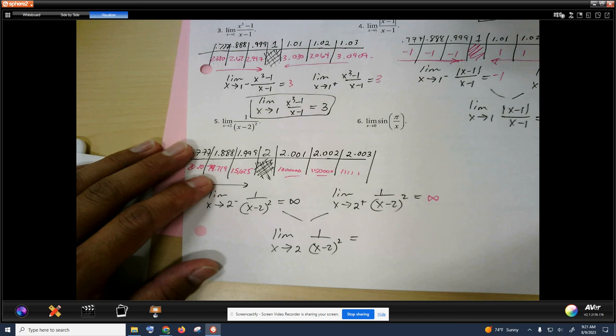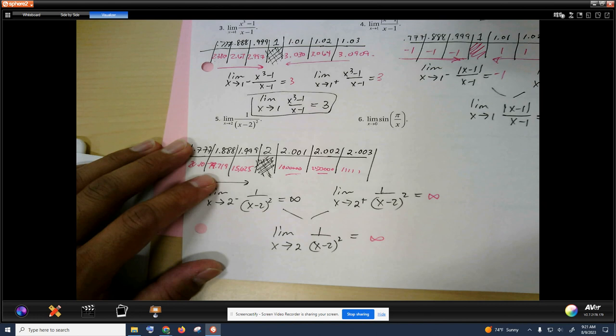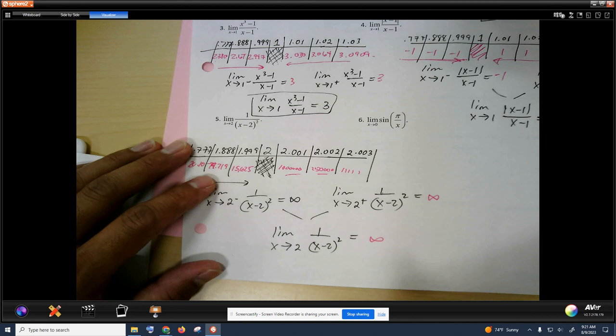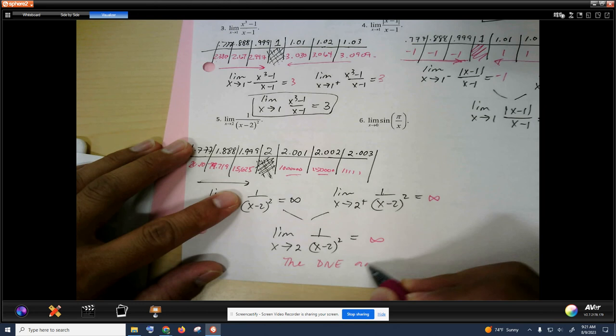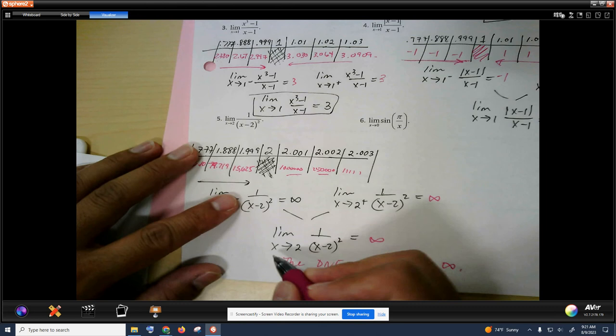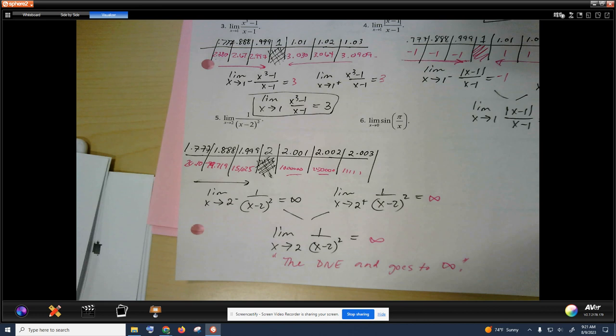Now, you can then conclude that the limit goes where? Goes to infinity. But the L value that I put in has to be a constant. If it goes to infinity, it actually says the limit does not exist and goes to infinity. You could say it goes to infinity, but that's what the infinity means. So this is an example of the limit not existing because it goes to infinity.